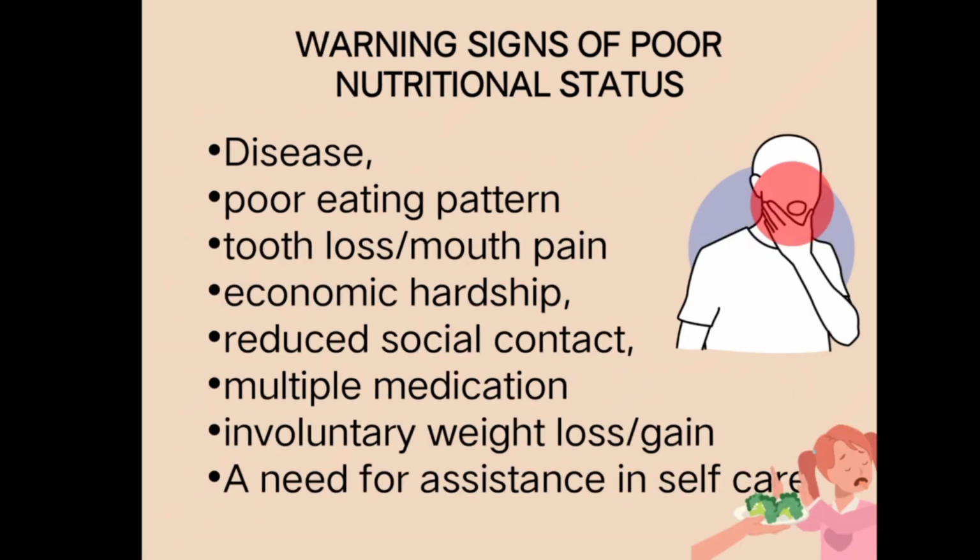Next is warning signs of poor nutrition status. If they have any disease condition, obviously they will be having a reduced food intake. So that is one of the warning signs of nutrition status. Next is poor eating pattern, tooth loss or any mouth pain, economic hardship, reduced social contact, multiple medication if a child is taking, involuntary weight loss or gain. That means without any reason, without any intention, the weight will be reducing, either reducing or weight gain will be there. Next is a need for assistance in self-care. So even for doing our basic self-care, we need assistance due to the obesity or due to the malnutrition.